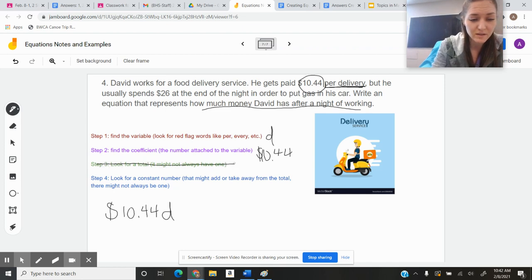Okay. All right, now we need to look for our constant number that might add or take away from the total. So our constant number is this 26 right here, right? We're going to figure out how much he makes, and then we're going to add in the fact that he spends $26 per night to fill up his car with gas. All right, so I just need to figure out, is this 26 going to be adding to my total or taking away from my total? And that should help you out with number 4.